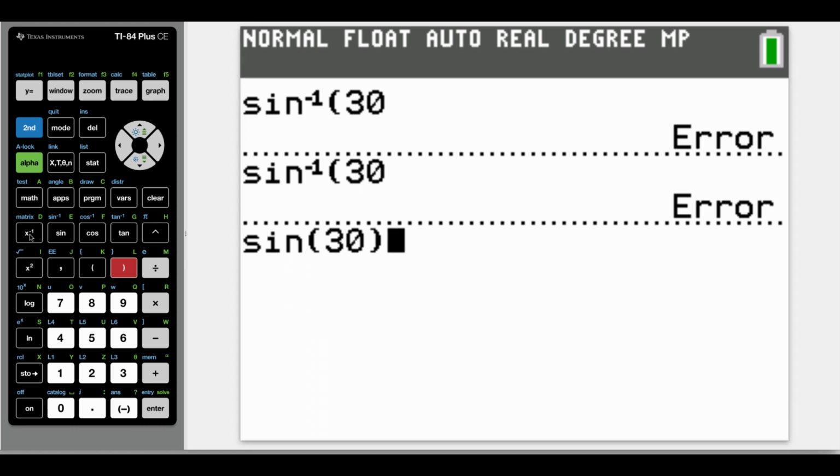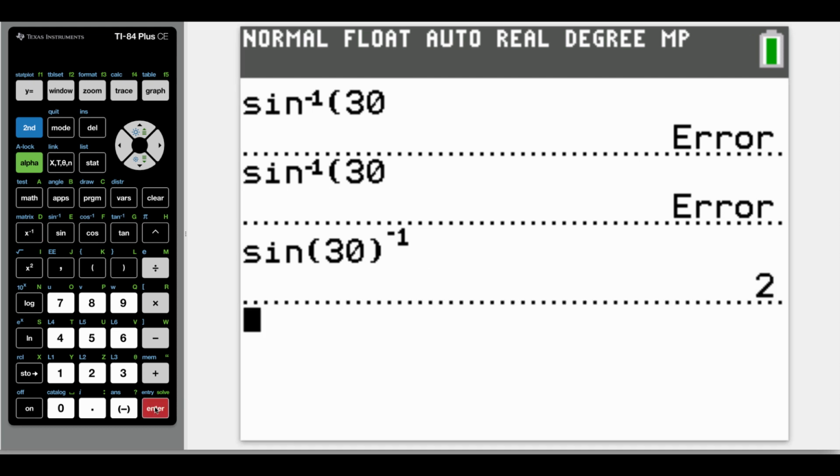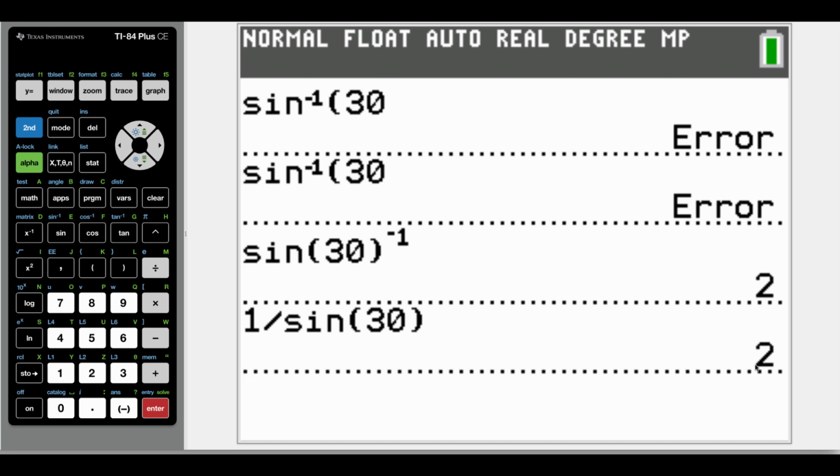And if I look directly next to that sine function with that x with a -1 power on it, that'll actually give me a reciprocal of the answer for the sine of 30. So when I hit enter, I do get that answer of 2 that I was looking for. Now there is actually another way that we can find the cosecant, and that's by doing 1 divided by the sine of our 30-degree angle. So when I hit enter there, I will also get 2.